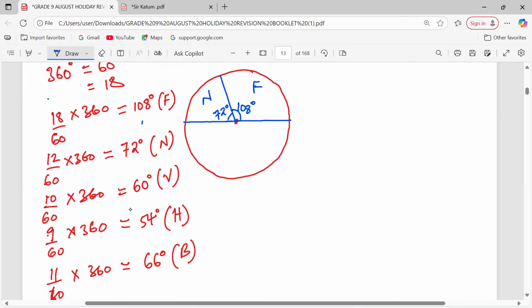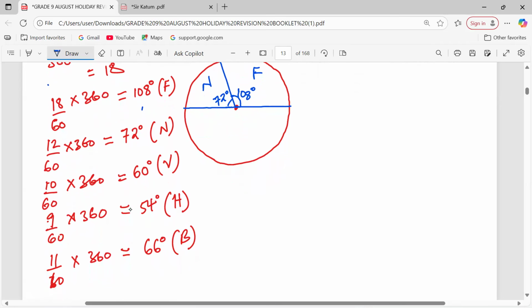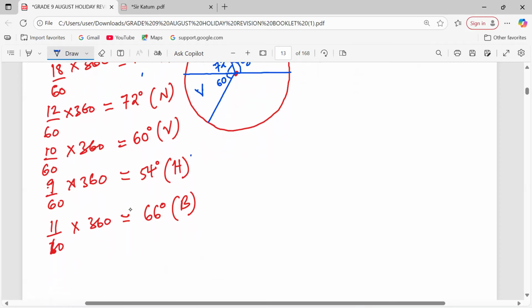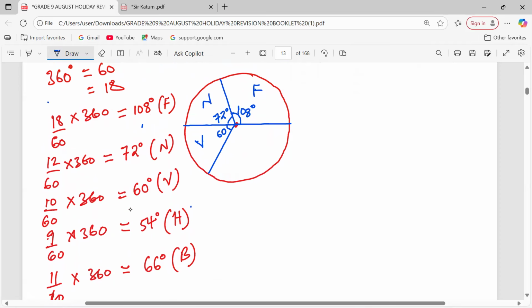Then from there, I'm supposed to measure 60 for volleyball. I measure 60. 60 shall represent volleyball. Then from there, we will have 54 for handball. So I measure 54 for handball. So 54 degrees for handball.